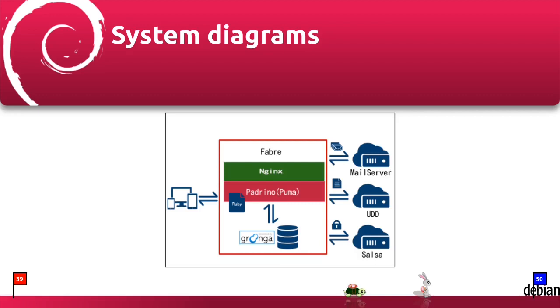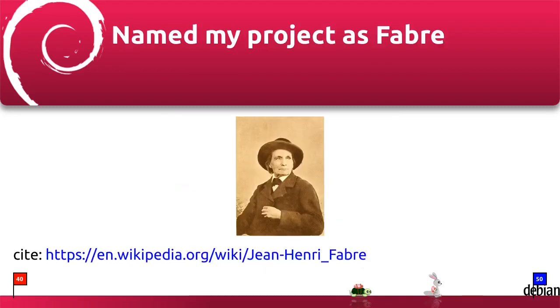It accesses external services: an email server, UDD for metadata, and SaLSA for authentication. As the diagram indicates, I will name this personal system Fiber.